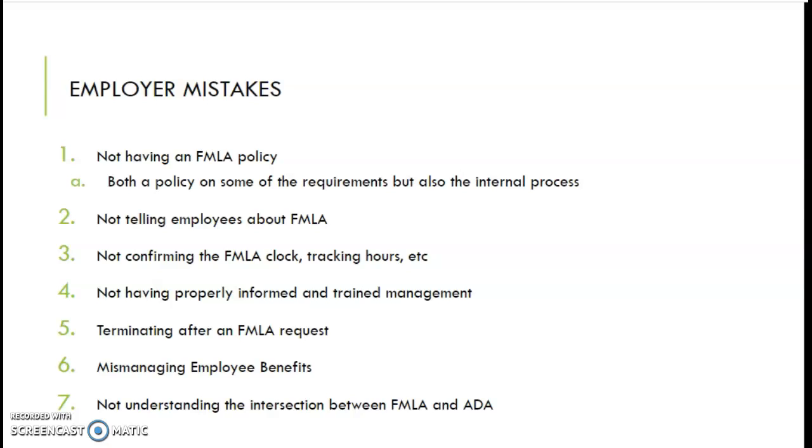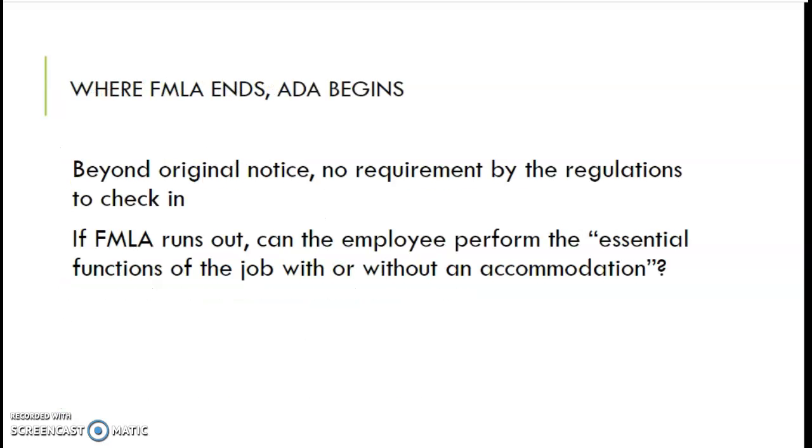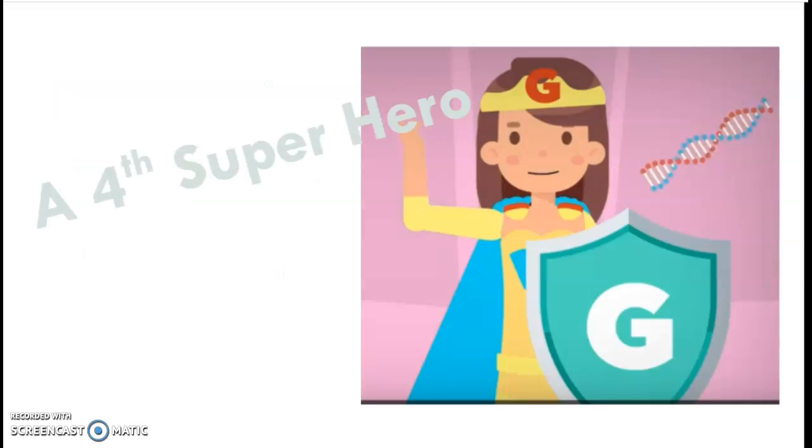Not understanding the intersection between the FMLA and ADA. That's where I really want you to read that Bermuda Triangle article, and I'll post that as well for you to take a look at. Again, where FMLA ends, ADA begins. Beyond the original notice, there's no requirement by the regulation to check in with the employee. So if FMLA runs out, can the employee perform the essential functions of their job with or without a reasonable accommodation? Again, that's where we start to see some crossover in the language between FMLA and the ADA.